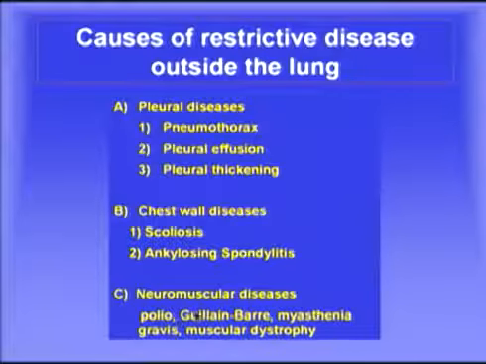Finally, there are neuromuscular diseases that can cause the lung to be restricted in its expansion. Poliomyelitis is one, if the diaphragm is affected. Guillain-Barré syndrome is another. Myasthenia gravis, affecting the myoneural junction, and muscular dystrophy, diseases of the muscles of respiration.